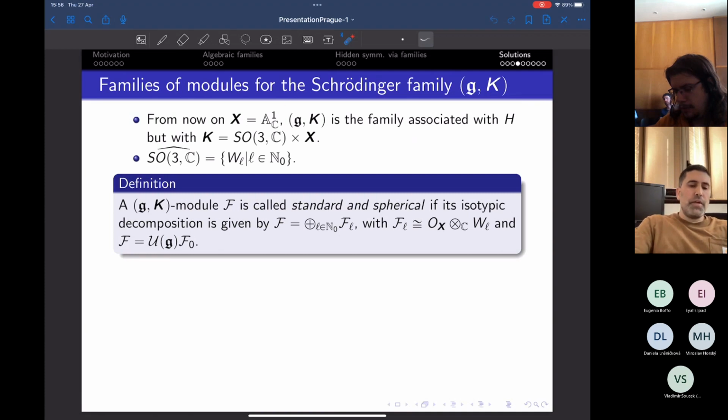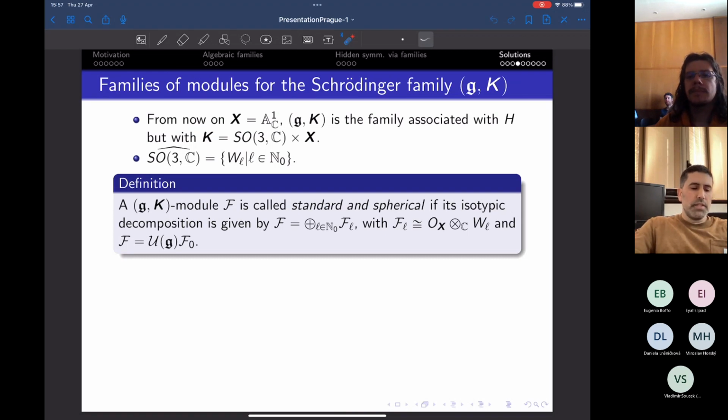So let's get back to the family we had before, the family of Harishchandra pairs that I gave you in the first or second theorem, the one coming from physics, from the Schrödinger operator. Let me remind you that irreducible representations of SO3 are parameterized by non-negative integers. For each such L, WL is a representation of dimension 2L plus 1 that you can think of if you are familiar with spherical harmonics. You can realize them as the spherical harmonics that appeared before.